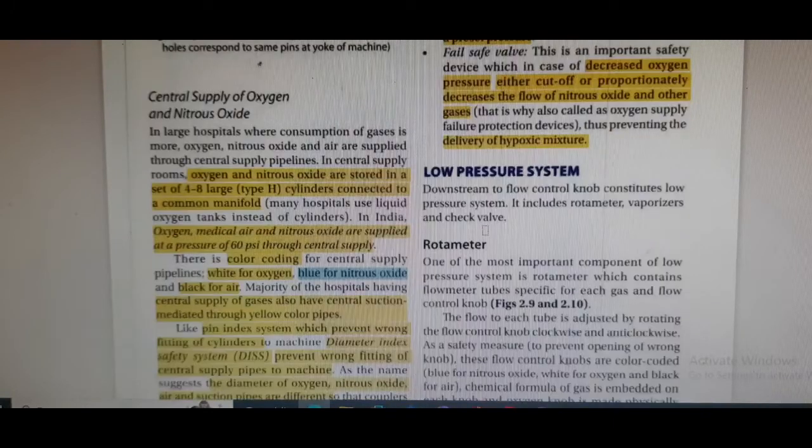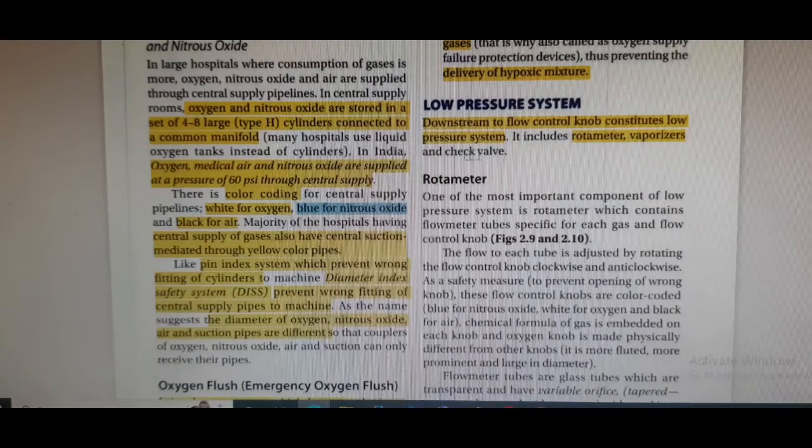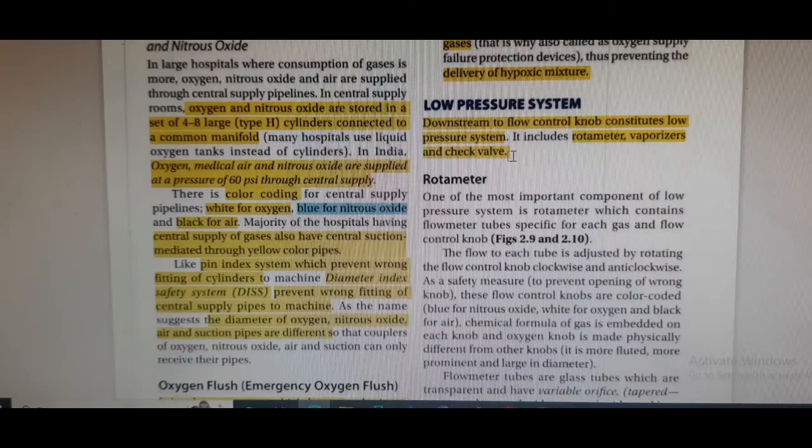Moving to the low pressure system, the last pressure system, which will directly move into the patient's common gas outlet. Downstream to the flow control knob constitutes the low pressure system. Below the flow control knobs is the low pressure system. It includes the rotometer, vaporizer, and check valve. These can be observed in the front of the machine, below the monitors.